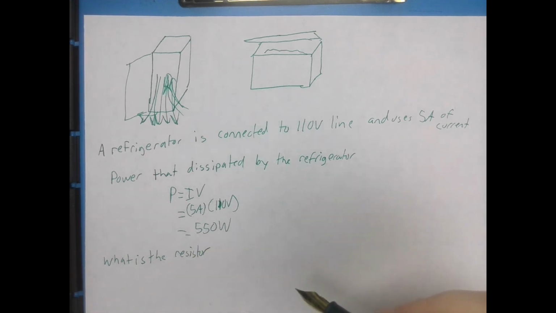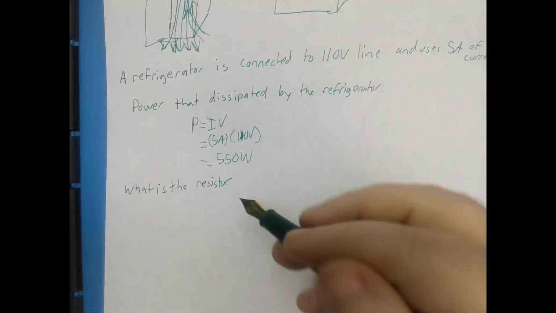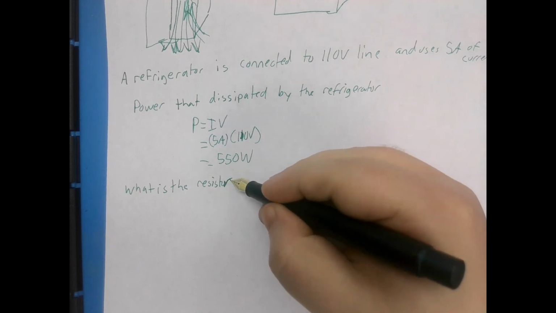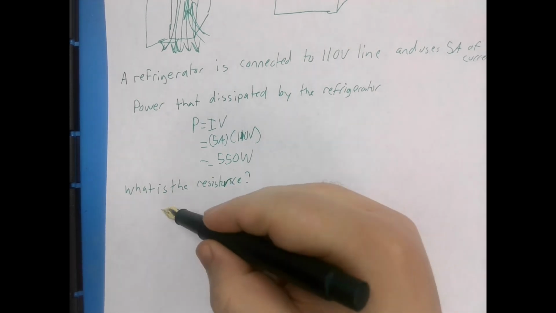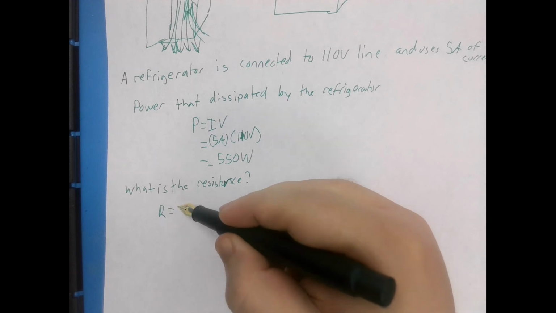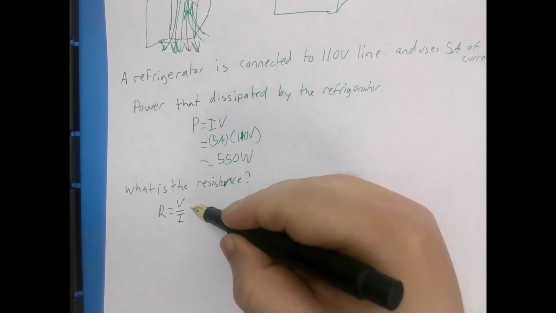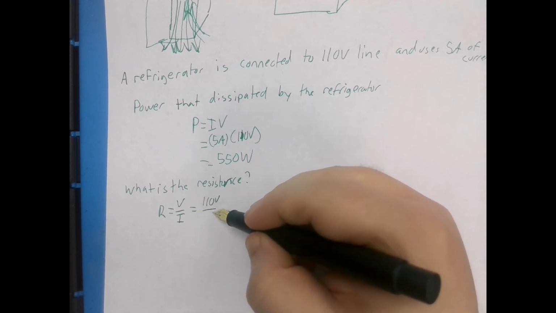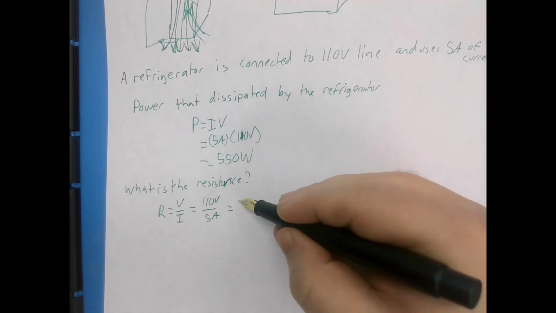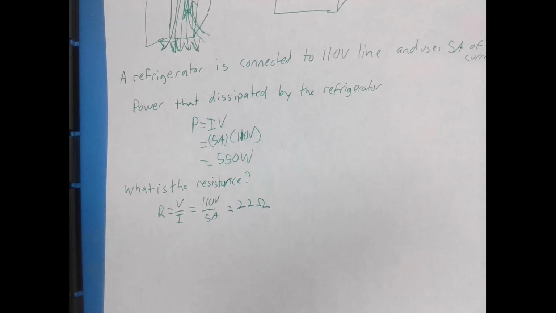We could use Ohm's law or the other equation. So if we use Ohm's law, resistance is equal to volts over current. That's 110 volts over 5 amps, which is equal to 22 ohms.